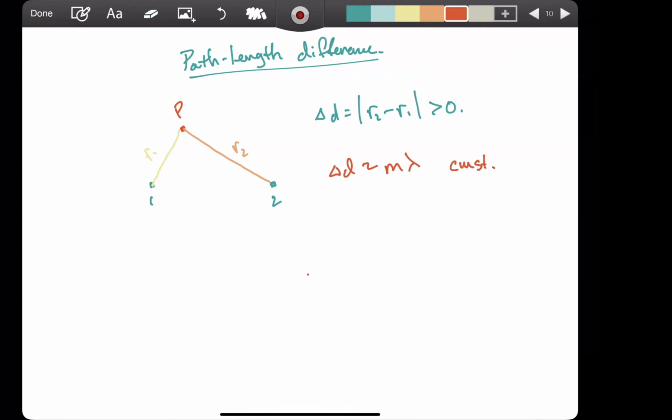Now, the reason for that is if one of them has traveled only half a wavelength, where the second one has traveled a full wavelength, then by the time they interfere with each other, the two amplitudes line up, which means we're going to get constructive interference, right? So this is going to be constructive. This means again that if this path length difference is equal to an integer times the wavelength, then we're going to get constructive interference.